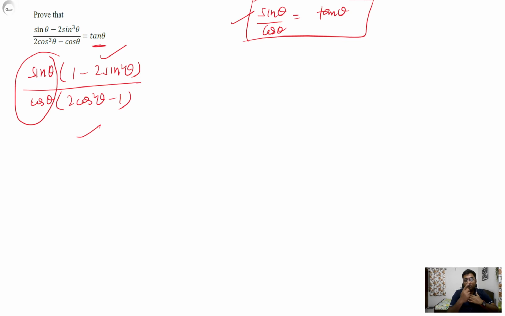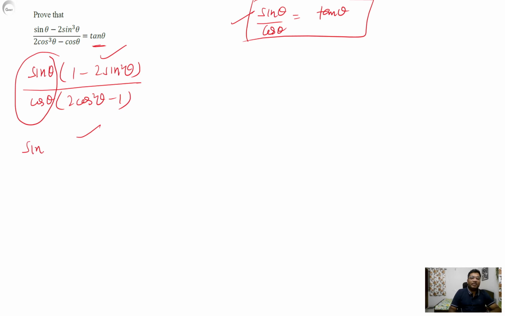The first bracket in numerator has a sine square. The second bracket has a cos square. But then again, God is kind, sine square plus cos square is equal to 1. We have an identity which relates sine square and cos square. So what we can do is, we can replace sine square with 1 minus cos square, or we can replace cos square with 1 minus sine square. And then the most important part in trigonometry, we hope and we pray to God that this works. So let's try it.